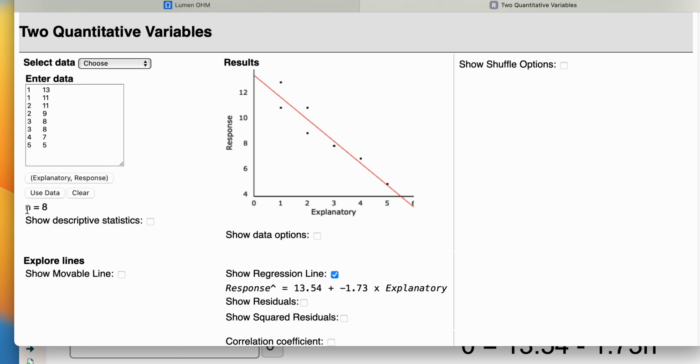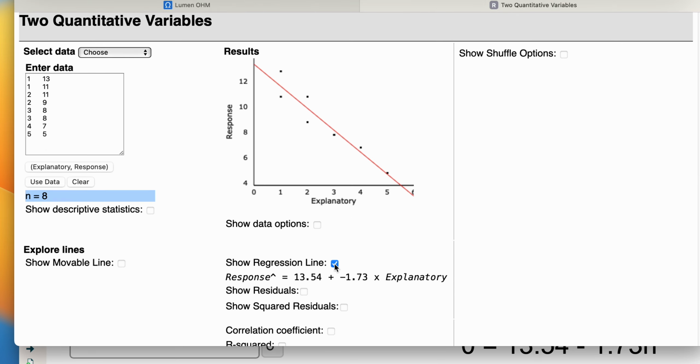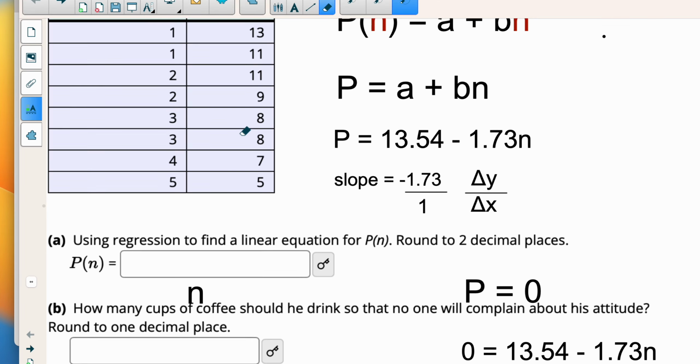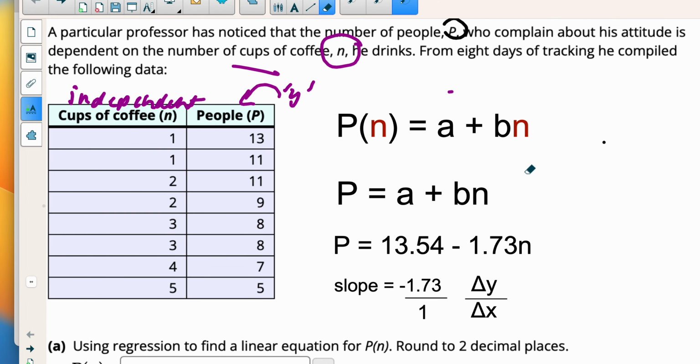I want to make sure that this value here matches how many sample points I have, which is 8 pairs. Then I'm going to come over here and click Show Regression Line. That is going to come up with the equation of the line to estimate the response variable, or P. All right, so let's go back here. I already have that in my presentation.